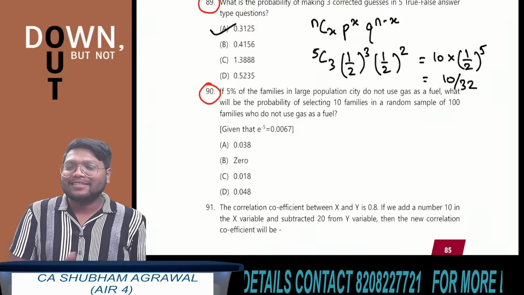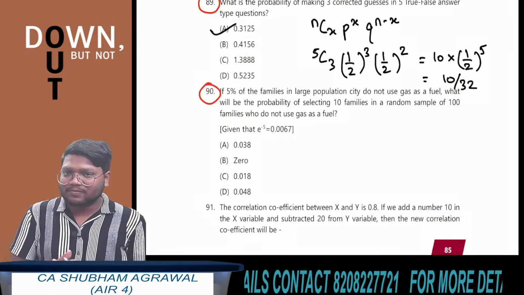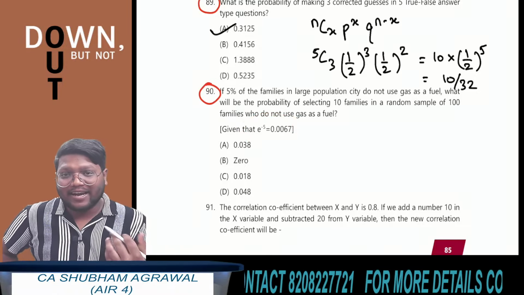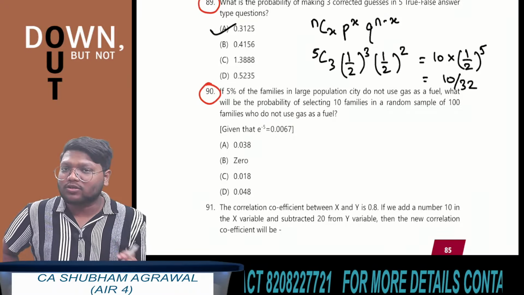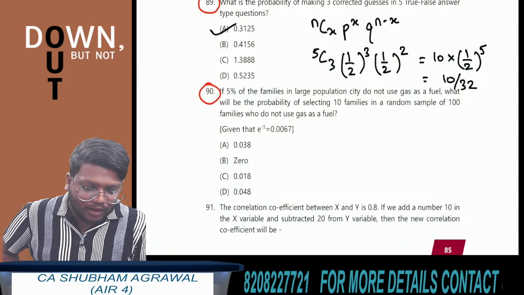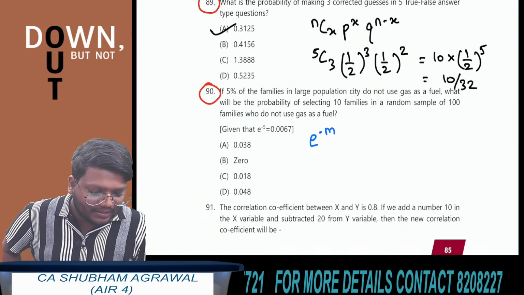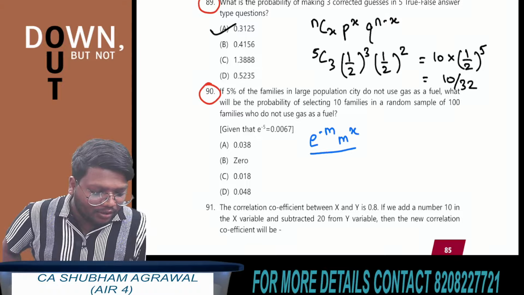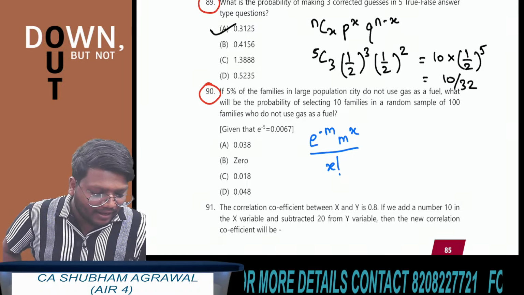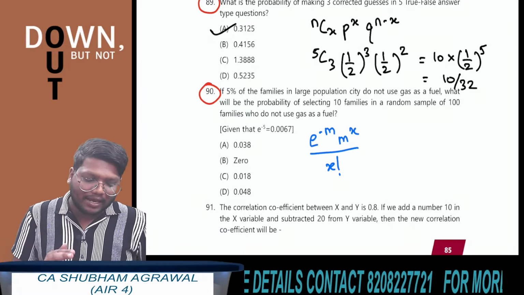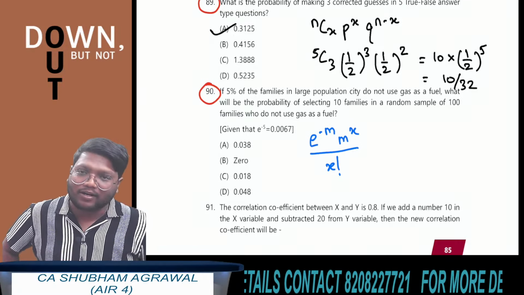Now, they have given the value of e to the power minus 5, so definitely this question is based on Poisson distribution. By seeing this, we are getting a hint that the question is based on Poisson distribution. What is the formula to find probability in Poisson distribution? e to the power minus m multiplied by m to the power x divided by x factorial.